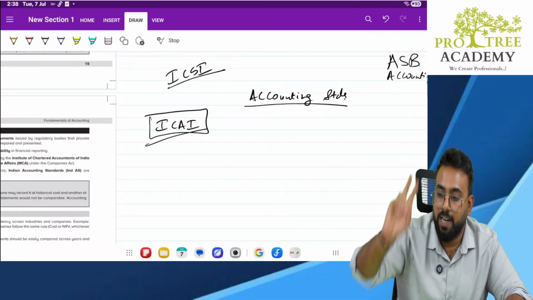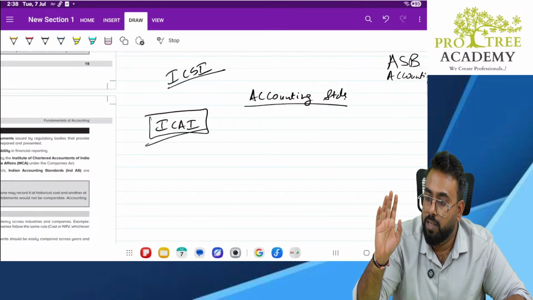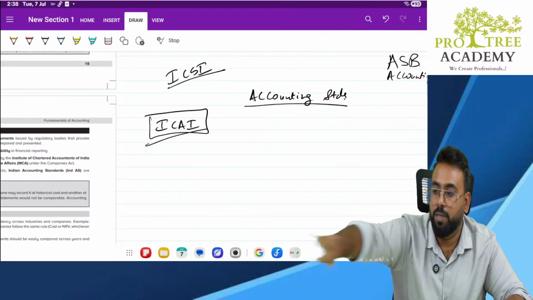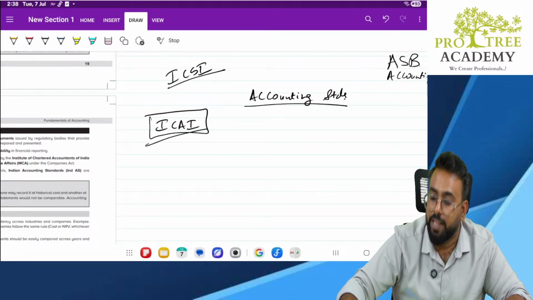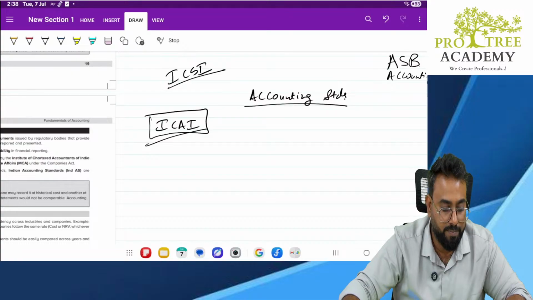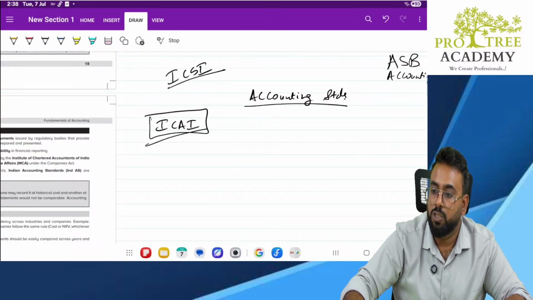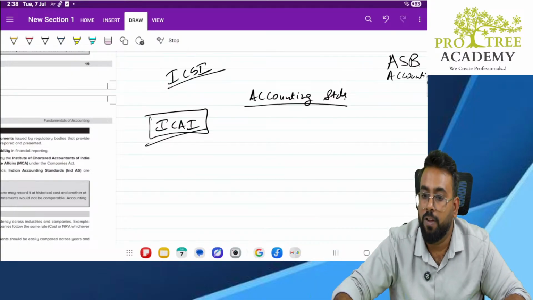Once the draft standard is prepared, they give that draft standard to the institute. The institute then gives it to their members or the industry and says, this is the draft we have prepared, give us your feedback. Clear? Once the feedbacks are collected, it will again be presented in front of the ASB.